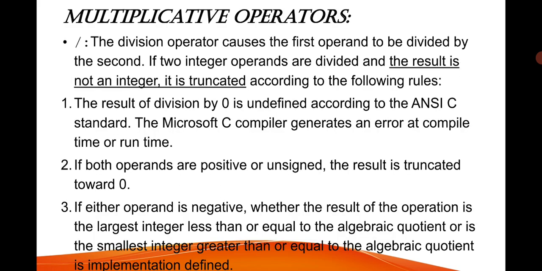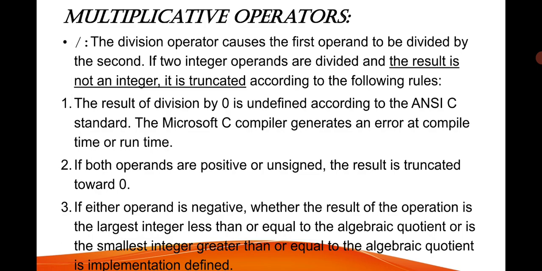Multiplicative operator, slash. The division operator causes the first operand to be divided by the second. If two integer operands are divided and the result is not an integer, it is truncated according to the following rules.